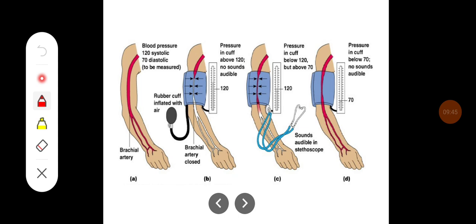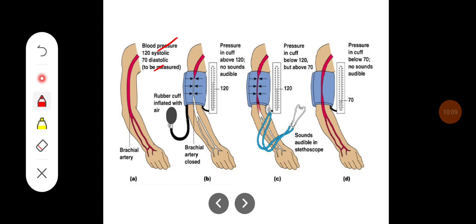The blood pressure is normally 120 by 70, that is 120 systolic and 70 diastolic, which is to be measured. When you tie the cuff and increase the pressure above 130, it is going to occlude the vessel. There is no blood flow, so there are no Korotkoff sounds.